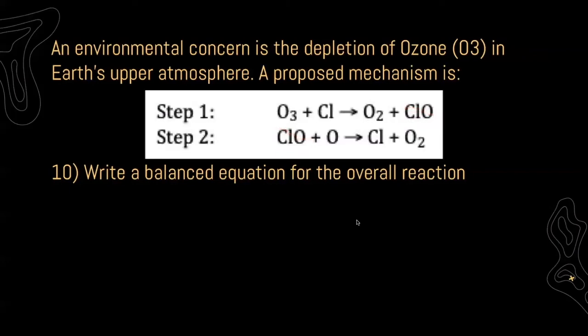And in step 1, we use our chlorine, but we also create chlorine. So those aren't going to be part of our overall reaction. Getting rid of those intermediates, we can see that our overall reaction is going to be ozone plus oxygen will give us oxygen gas. Now that we have our overall reaction, we can start balancing it, and you can check your coefficients with mine. All I did was add a 2 to my oxygen gas.